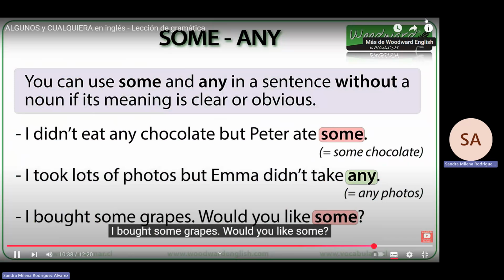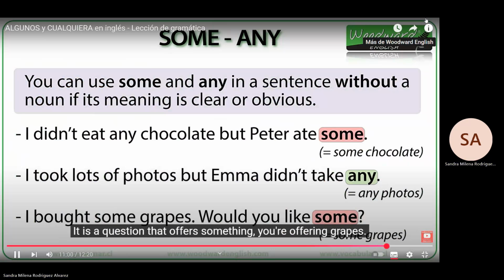I bought some grapes. Would you like some? Some at the end of this question means some grapes. It is a question, but why did we use some instead of any? It is because we are offering something. It is a question that offers something. You are offering grapes.